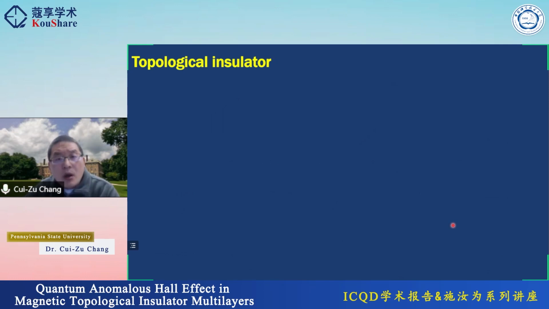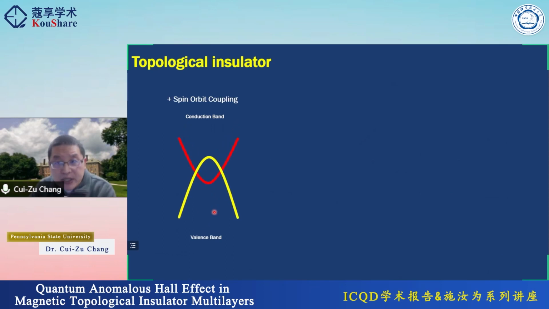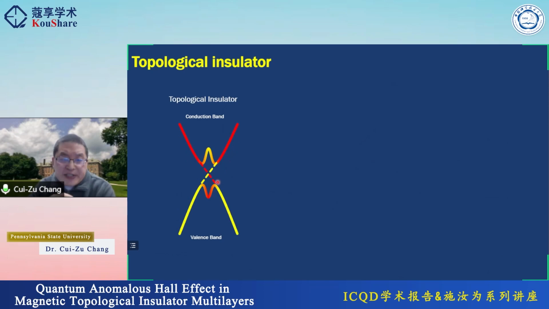So let me introduce what a topological insulator is. This is a band insulator. This is the conduction band and this is the valence band. When strong spin-orbit coupling is introduced into a band insulator, the conduction band and the valence band will become inverted, and a linear dispersion surface state, which we usually call the Dirac surface state, is formed between the conduction band and the valence band. This material we usually call a topological insulator. Obviously, the topological insulator satisfies the first condition for the realization of the quantum anomalous Hall effect, as I just introduced.